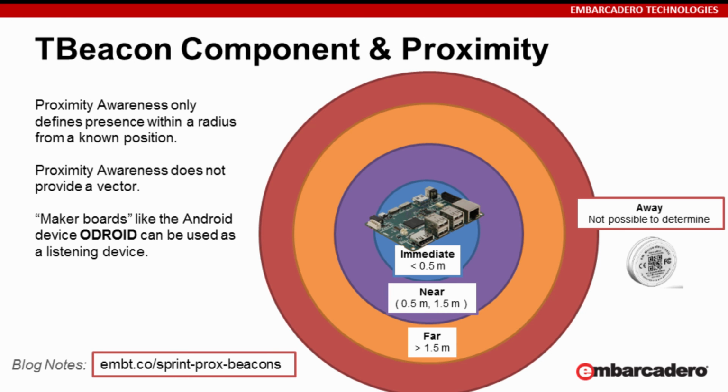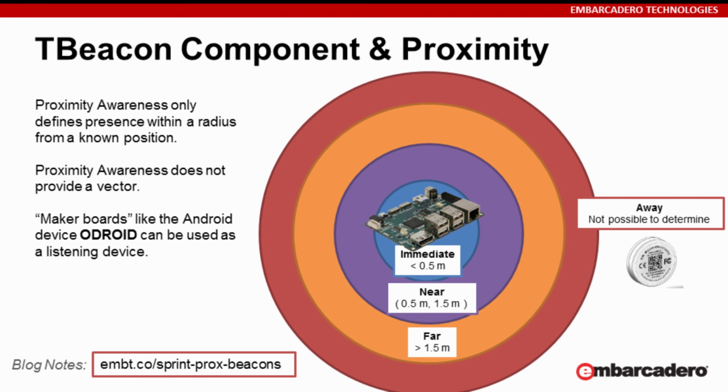Proximity awareness only defines presence within a radius from a known position. This known position is defined by the given Android, iOS, or OS X Bluetooth device. Proximity awareness does not provide a vector, nor does it provide positional information. So it's not really possible to tell which direction a beacon may be moving or where inside the zone a beacon is positioned at any given time. The only thing you can be sure of is how far a beacon is from the listening device, and then what proximity zone the beacon is in.